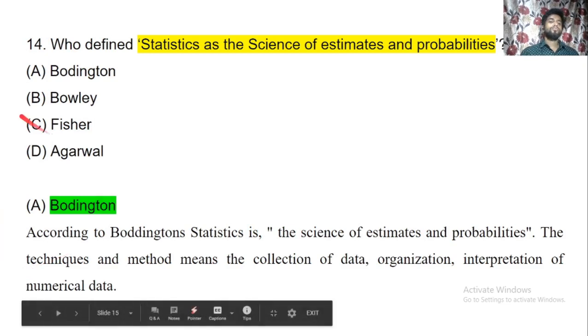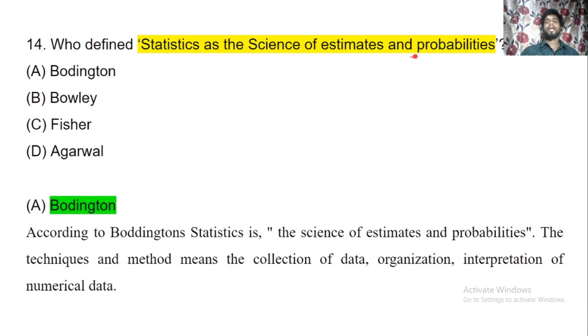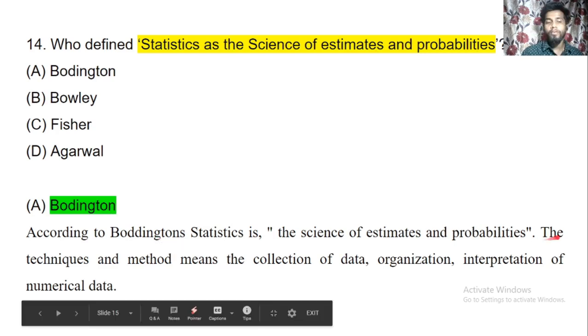Now next question, who defines statistics as a science of estimates and probabilities? Bowley has defined statistics as the science of estimates and probabilities. According to him, statistics is the science of estimates and probability. The techniques and methods mean the collection of data, organization of data, and interpretation of numerical data. So this was his definition.